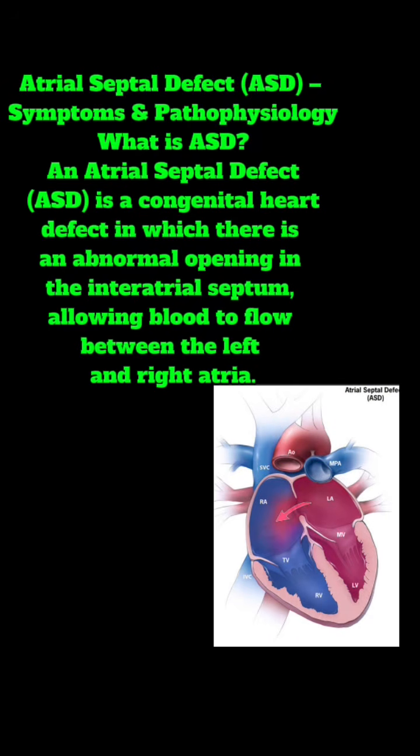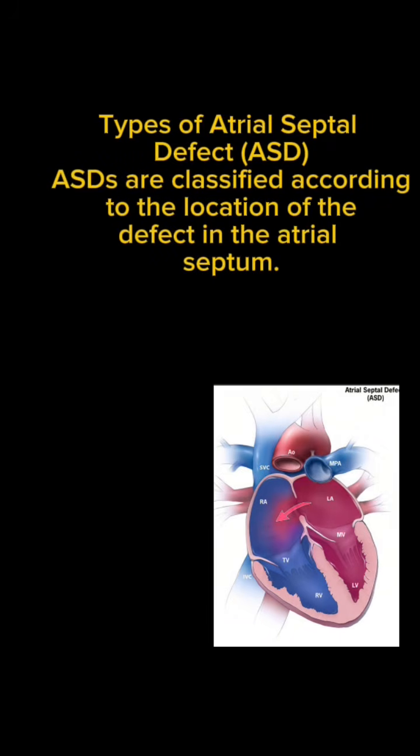What is ASD? An atrial septal defect is a congenital heart defect in which there is an abnormal opening in the interatrial septum, allowing blood to flow between the left and right atria. Types of atrial septal defect. ASDs are classified according to the location of the defect in the atrial septum.